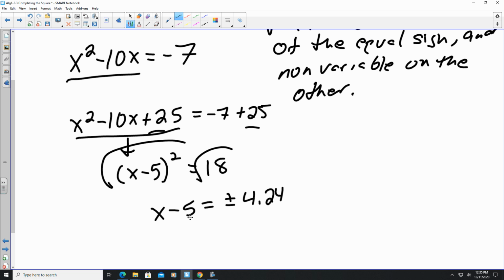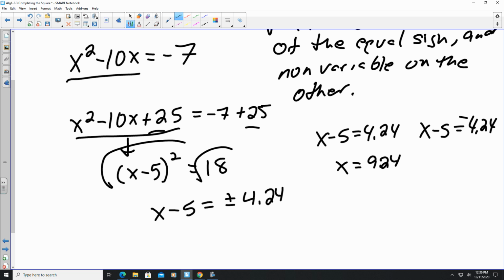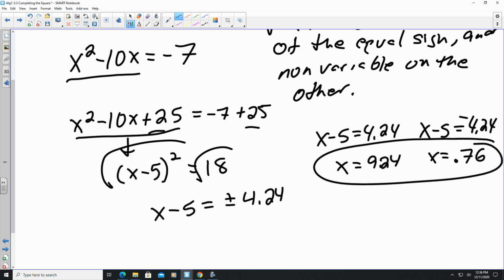So now I can rewrite this as two separate equations. x minus 5 is equal to the positive 4.24, and x minus 5 is equal to a negative 4.24. So 4.24 plus 5, this over here is going to be x is 9.24. And then when I add 5 with the negative, negative 4.24 plus 5 is 0.76. So those are my two solutions for x when completing the square.